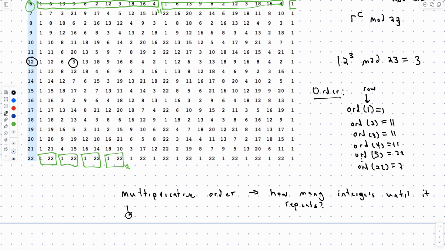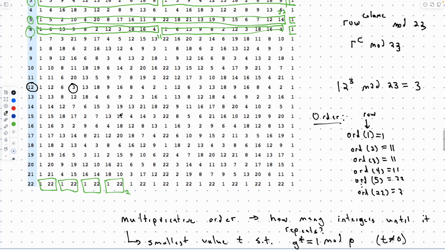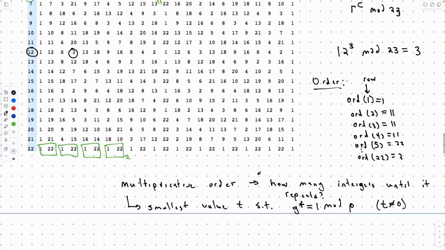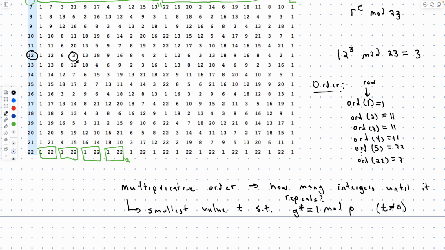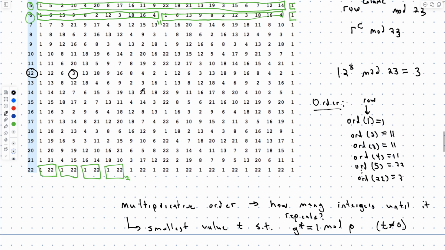If we want to mathematically say what this is, it's the smallest value t such that g to the t equals 1 mod p, ignoring t equals 0, because everything raised to the power of 0 is 1. This is your intuition of going along the row until you hit a 1, but it's just the mathematical expression of it.